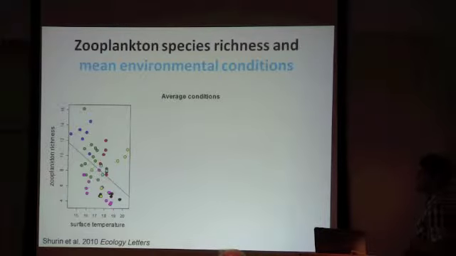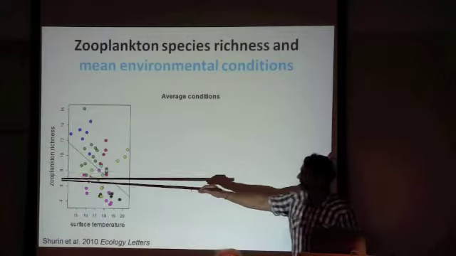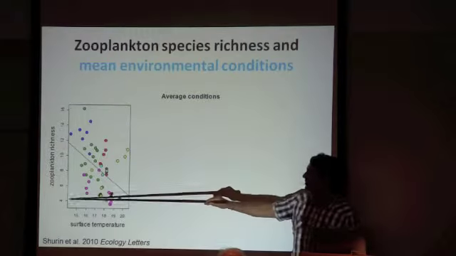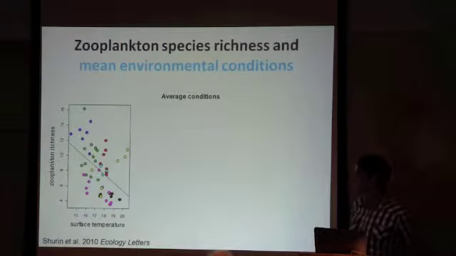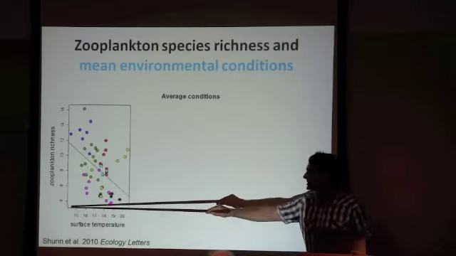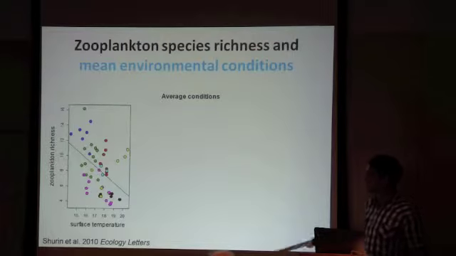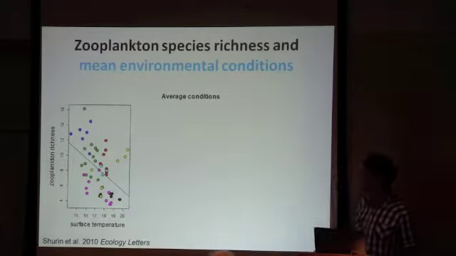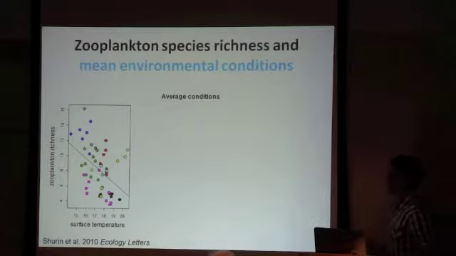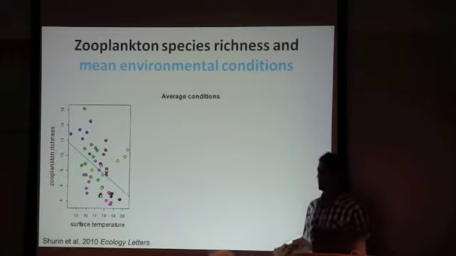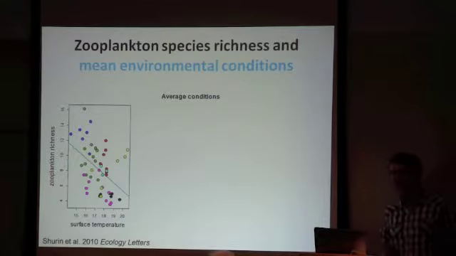Okay, so I'm going to show you a bunch of graphs that look like this. So this is the number of zooplankton species going from about 4 to about 16 found in these lakes as a function of the average surface temperature. And there's a negative correlation between surface temperature and zooplankton richness. So lakes that have warmer surface water, on average, tend to have fewer species in them.